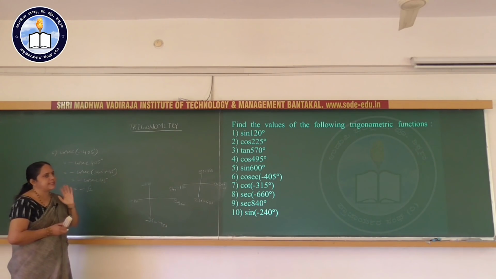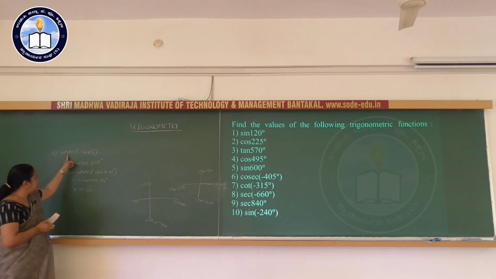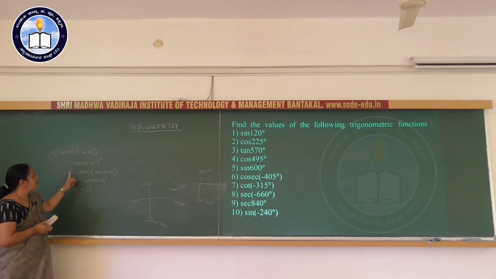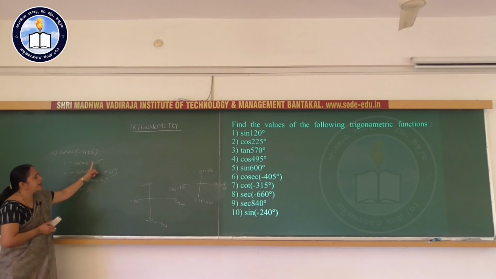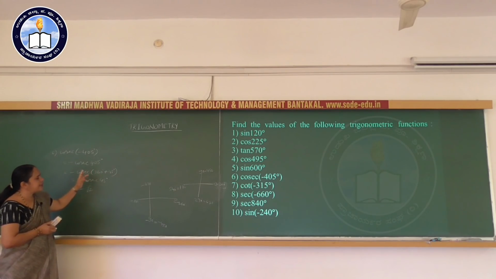Cosecant x is negative. So the method is: first write cosecant minus x is equal to minus cosecant x, or minus cosecant 405. Then write 360 plus 45 in the trigonometric functions.